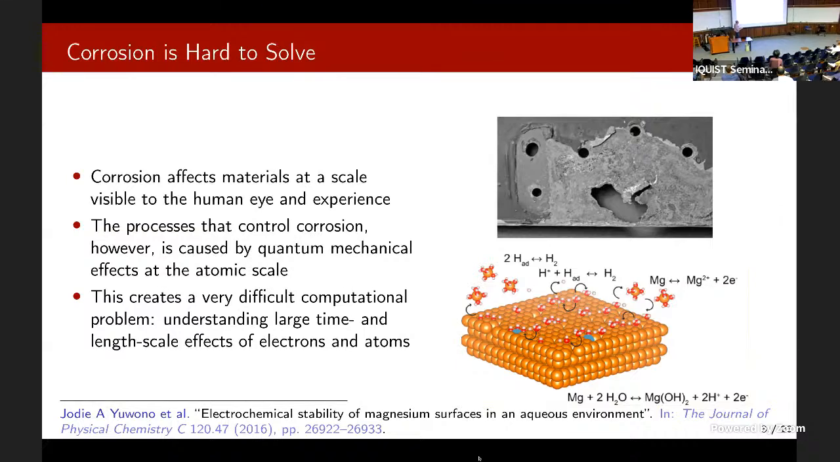This is a picture of a corroded piece of metal, and this is a picture of one way that could have corroded, where hydrogen is adsorbed onto, when a material like magnesium is interacting with water, the hydrogen is adsorbed and picks out a piece of magnesium, and this causes these sort of pitting and various effects at the material scale. So it's something that happens in our daily lives, but it's controlled by quantum mechanics. And so that gives a huge difference in time and length scales between what we see and what's causing it.